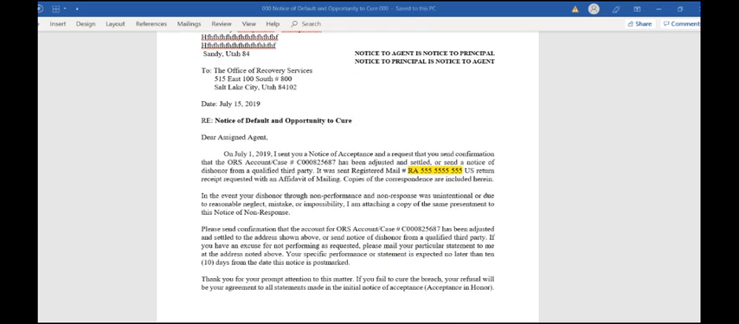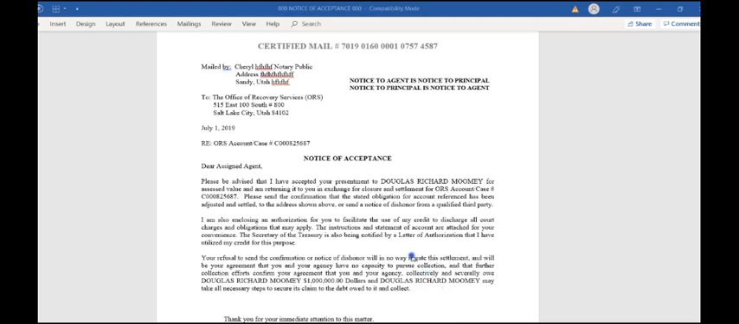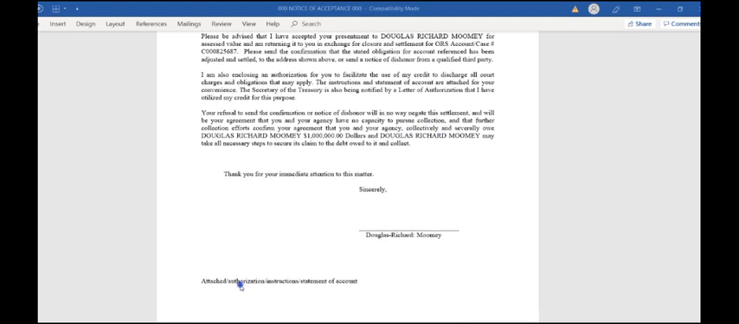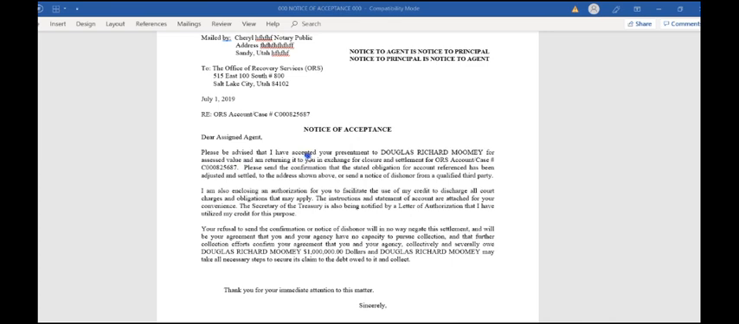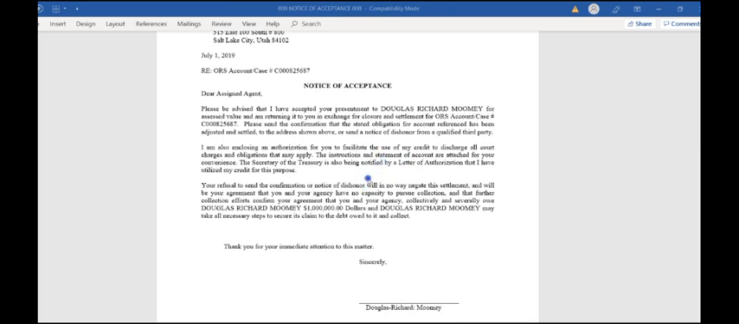Now let's go back to that real quick and let me show you some stuff. So in your notice of acceptance, we talked about a few things. Authorization, instructions, statement of account. Okay? So basically what you're doing is you're saying, I have accepted your presentment, I have accepted for assessed value, and I am returning it to you in exchange for closure and settlement. Well, they need more than that. Okay? So what do they need? Well, they need instructions, and they need some kind of negotiable instrument, right? They need a check. They need a money order. They need some cash. They need some kind of negotiable instrument. Okay? And we'll get to that in a second.